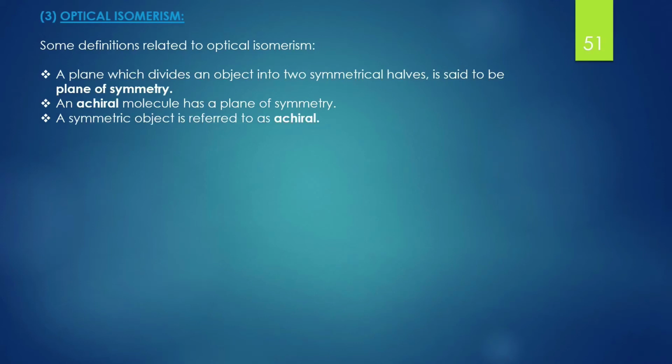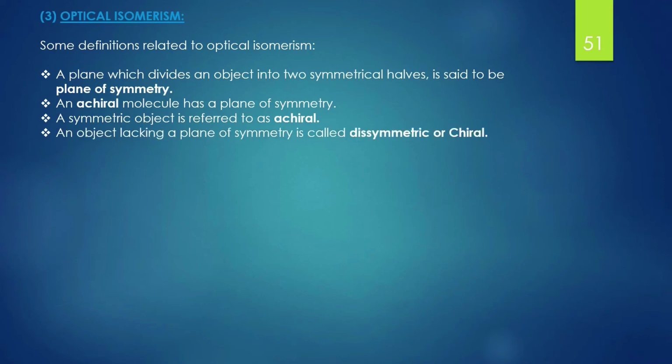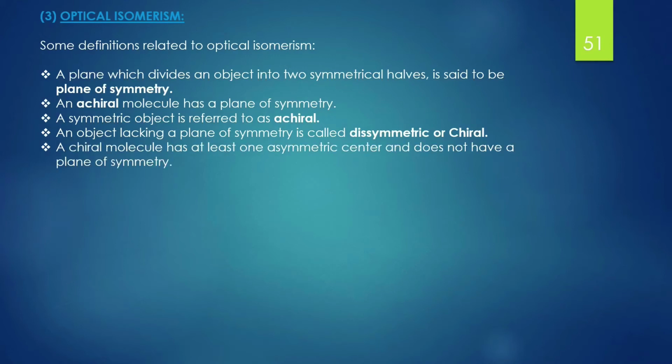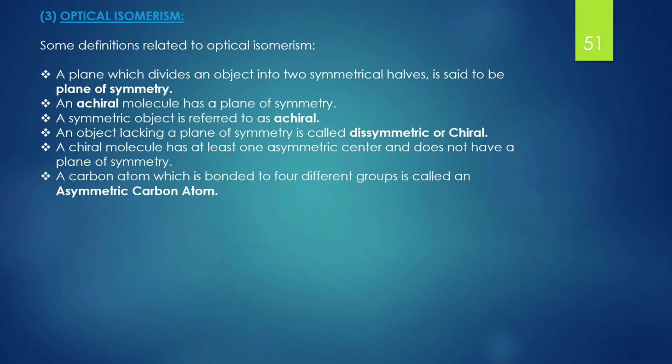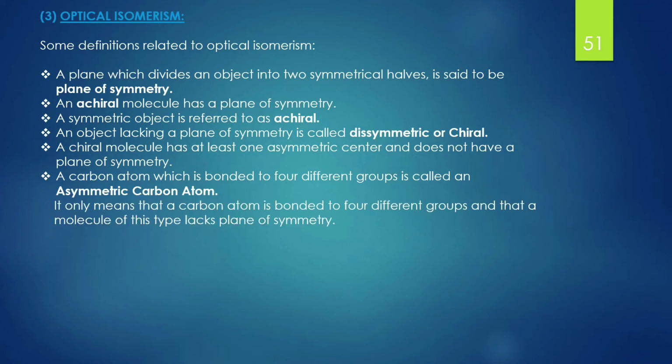A symmetric object is referred to as achiral, whereas an object lacking a plane of symmetry is called disymmetric or chiral. A chiral molecule has at least one asymmetric center and does not have a plane of symmetry. A carbon atom which is bonded to four different groups is called an asymmetric carbon atom, as shown in the diagram below. It only means that a carbon atom is bonded to four different groups and that a molecule of this type lacks a plane of symmetry.